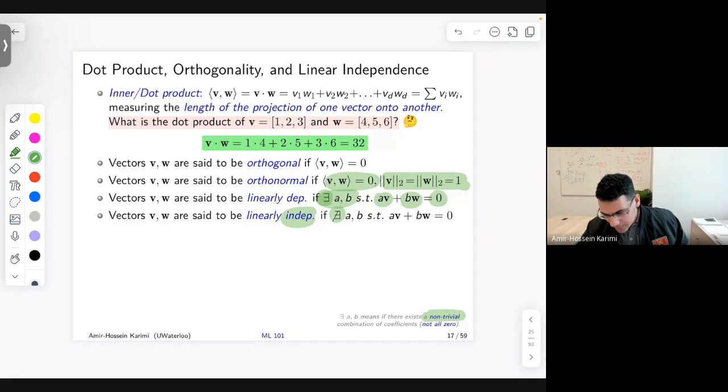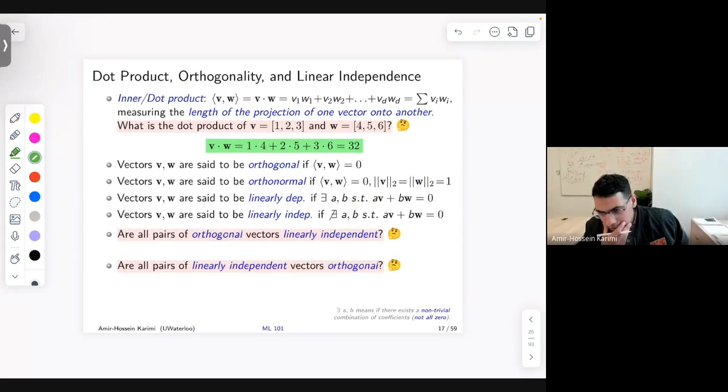Okay, so now here's a couple of questions for you. Are all pairs of orthogonal vectors linearly independent? And are all pairs of linearly independent vectors orthogonal? What do we think? Yes, Guru.